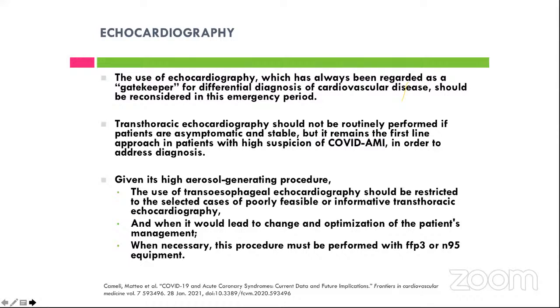So if they have a significant regional wall motion abnormality, then only they should be taken up for angiography. If they have generalized hypokinesia, then that will tell us that this is not really acute.